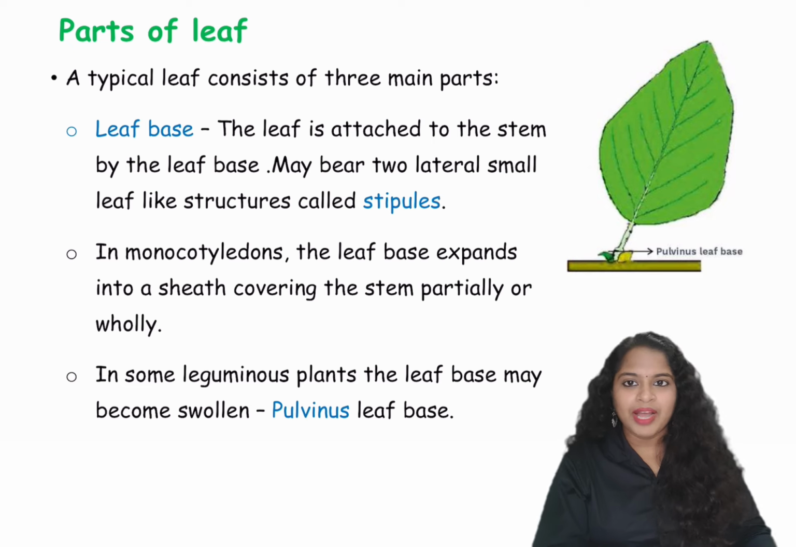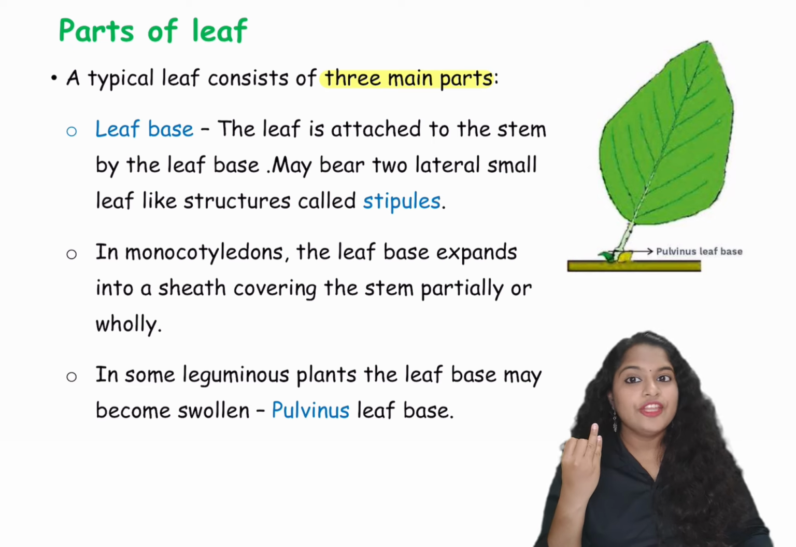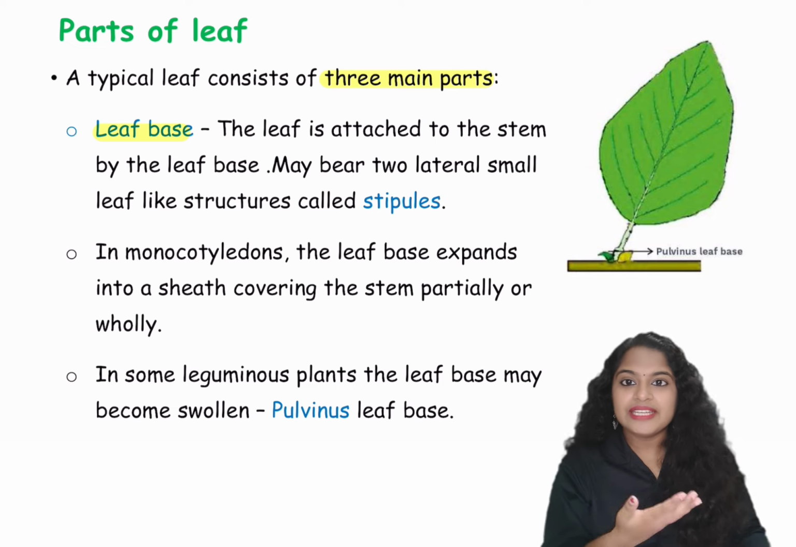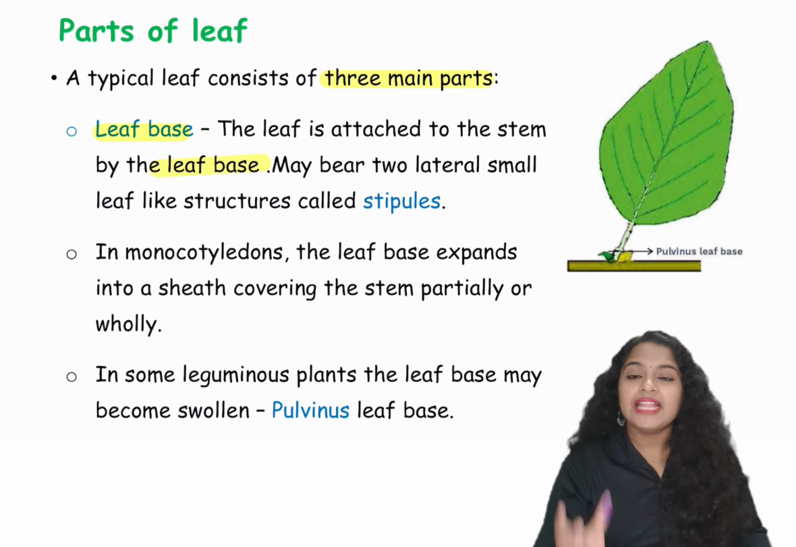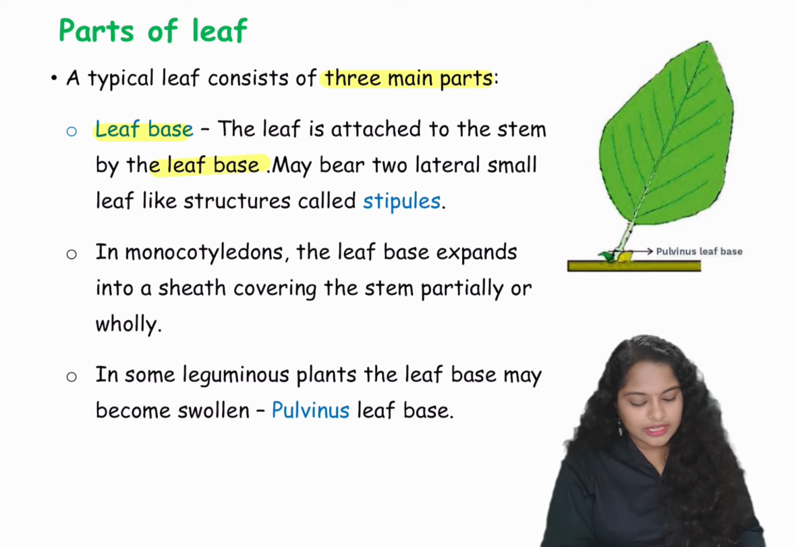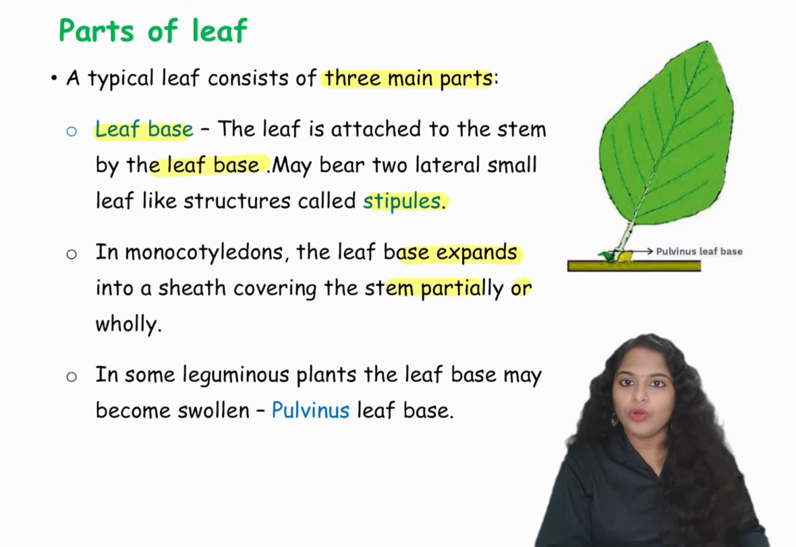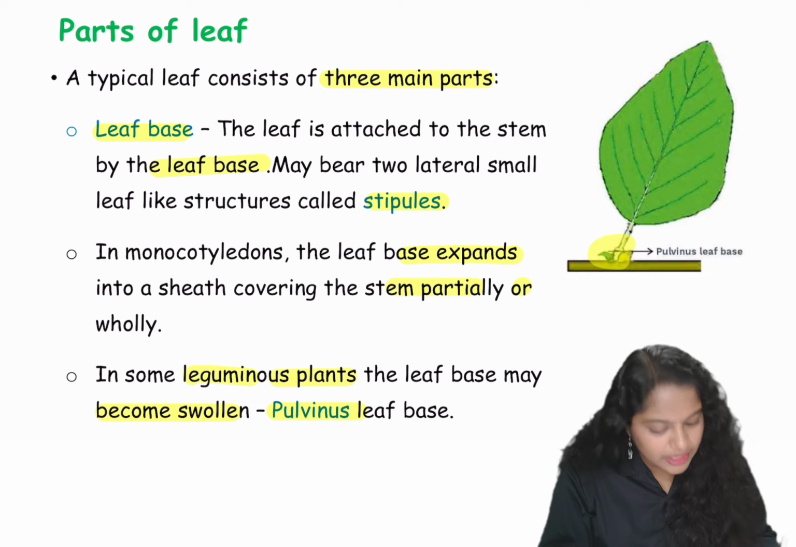Now moving on to the different parts of leaves. Leaves typically consist of three main parts: the leaf base, the petiole and the lamina. So what is the leaf base? The leaf is attached to the stem by the leaf base, and the leaf base has small leaf-like structures called stipules. In monocots, the leaf base is expanded into a sheath covering the stem partially or wholly. In some leguminous plants, the leaf base may become swollen, and that swollen part is called the pulvinus. This is how the pulvinus looks.